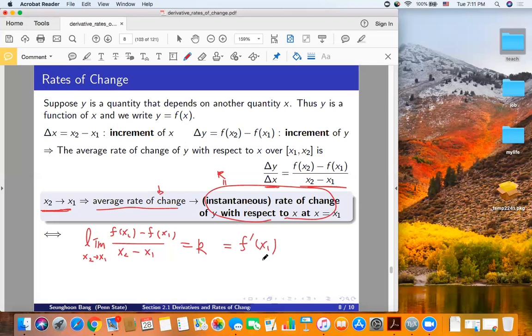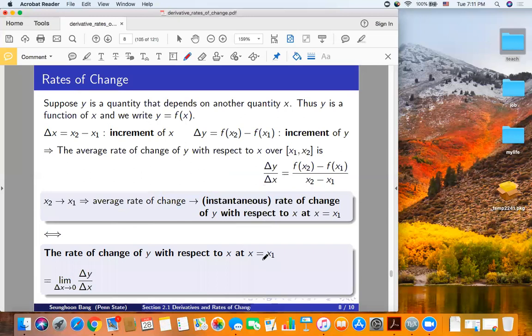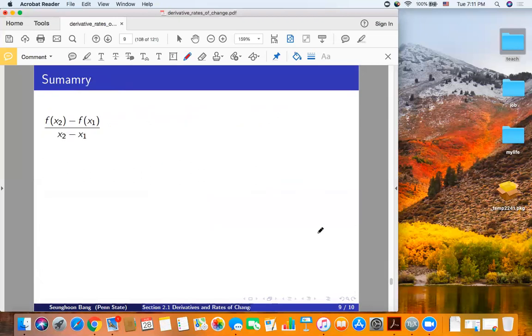So how can you find the instantaneous rate of change of y with respect to x at x equals x1? It is f prime of x1, exactly the derivative. The derivative is the rate of change. This is the idea. So we have it.